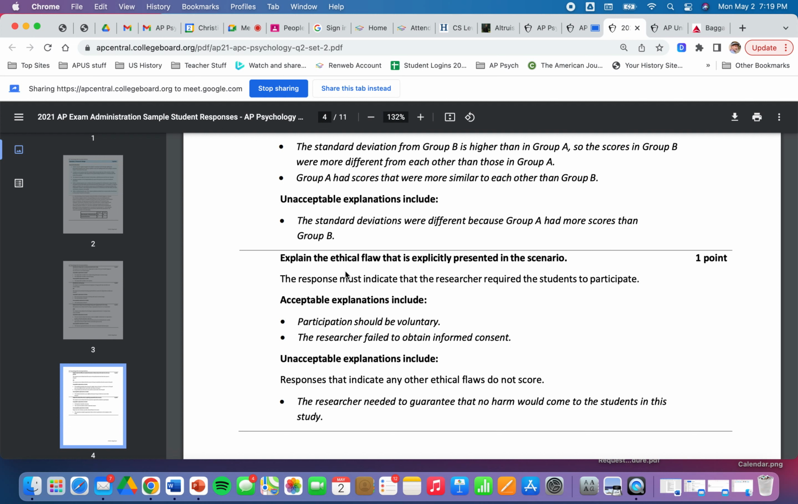Wait, oh, sorry. No, let me read this one more time. They were forced to do the study, right? Okay. They have no consent. Okay. Oh, why did I not see that? I was like, ethical flaw, she's just asking. Did you not put anything? I didn't see it.